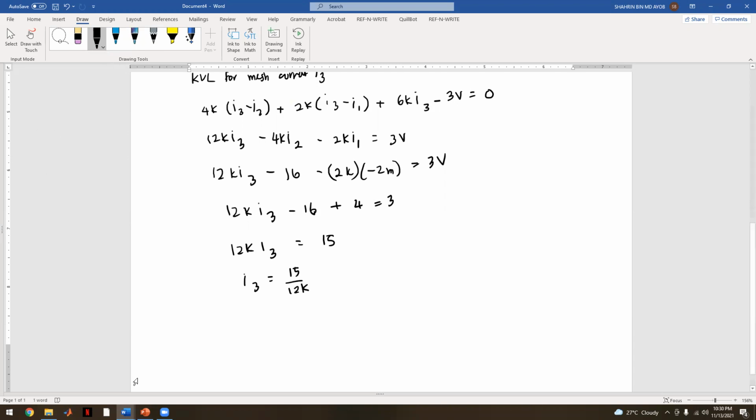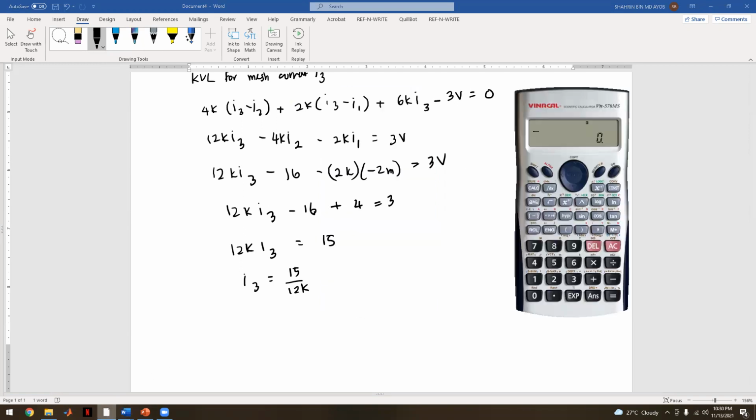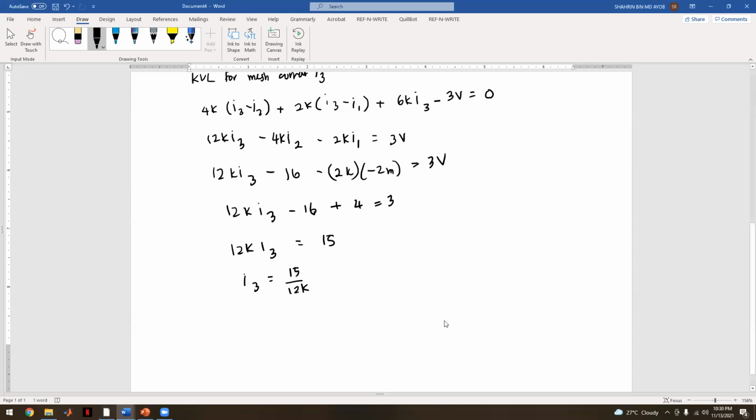So by using your calculator, you will obtain that 15 over 12 is actually 1.